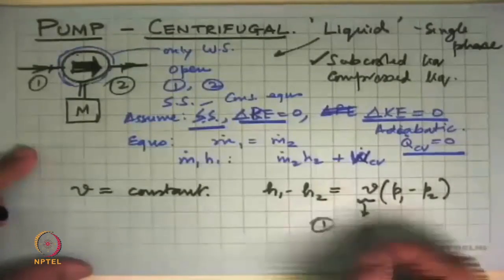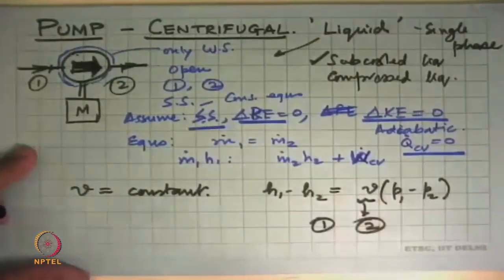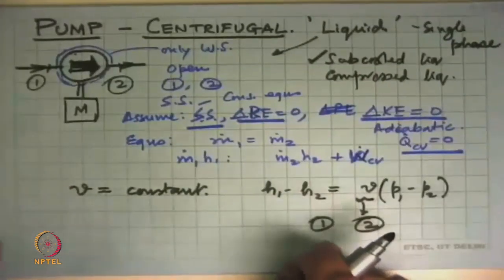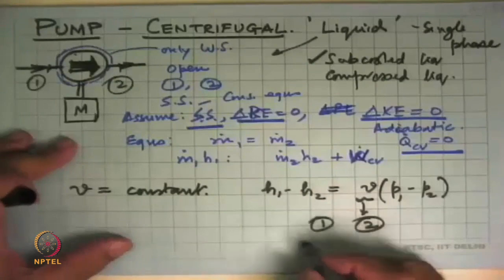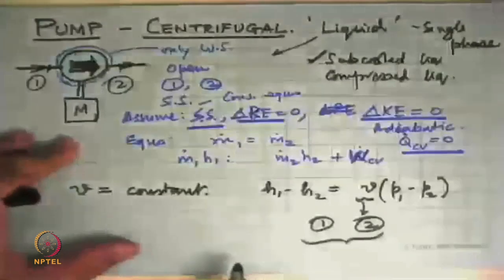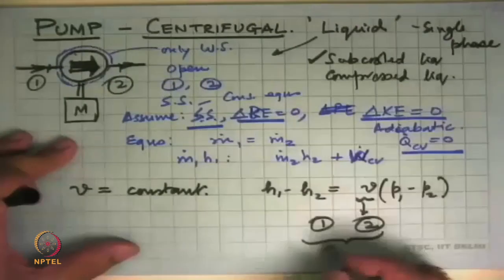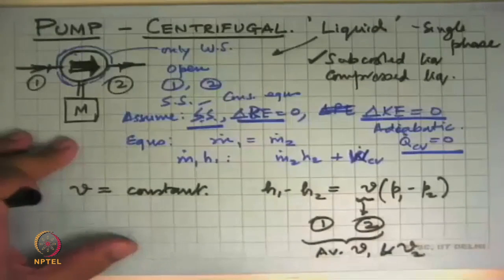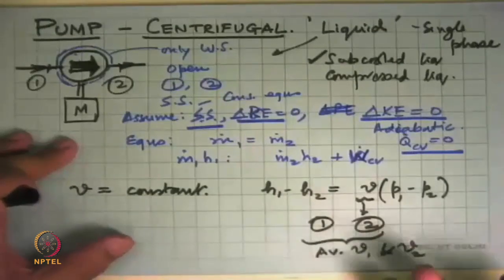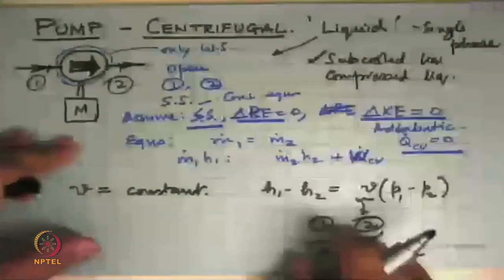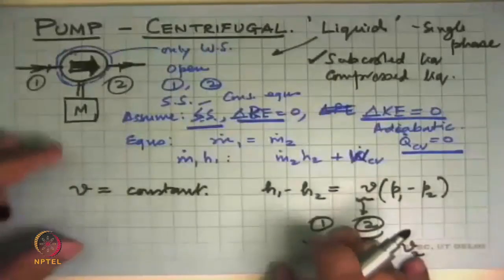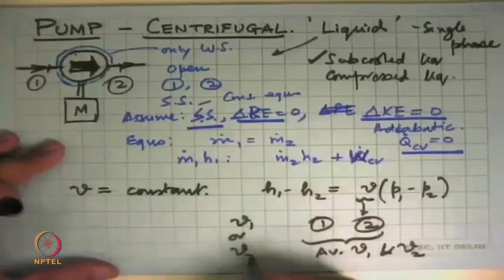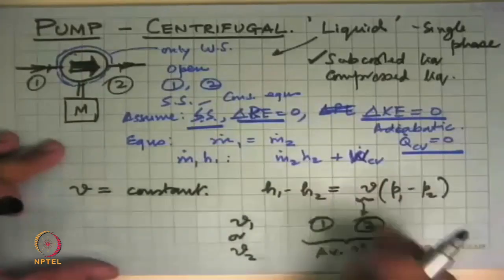Should V be at state 1 or V at state 2? Either value would be okay because the difference between the two is very, very small. But if someone wants to be very, very clear and very precise, you can say that I will take V as the average of V1 and V2. But that really is not going to change the result very significantly because the change is hardly 0.01%, that type of a difference.